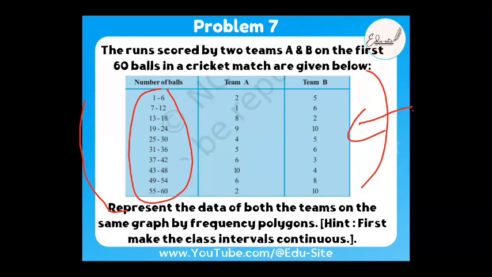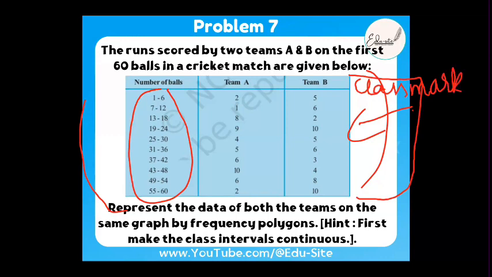You have to find something else also, right? What is that, beta? Do you remember for the frequency polygon what you have to find? Class marks, yes, mashallah. So write the entire table and send it to me.